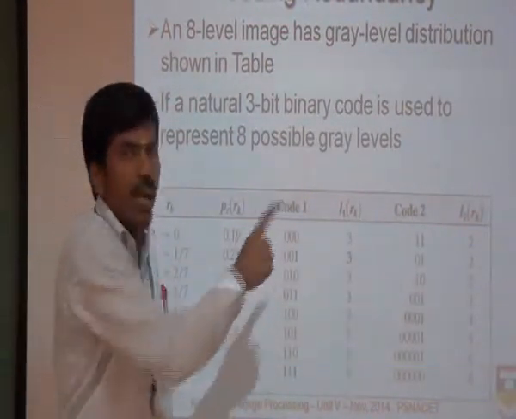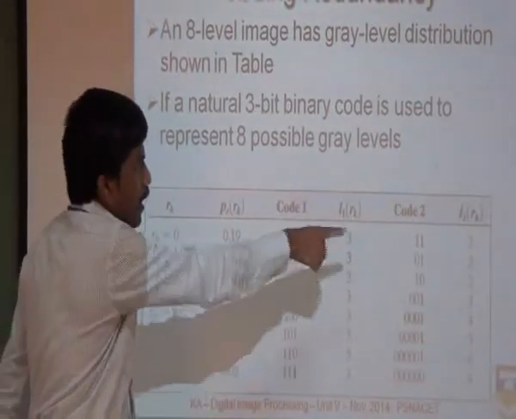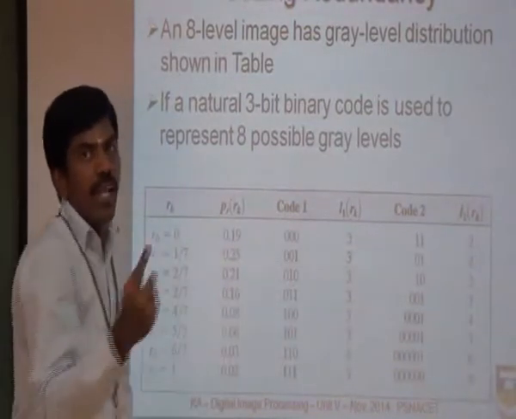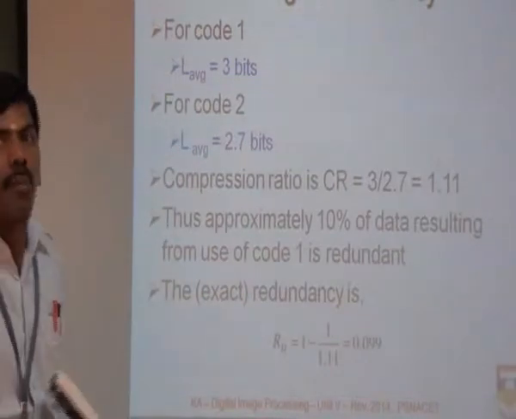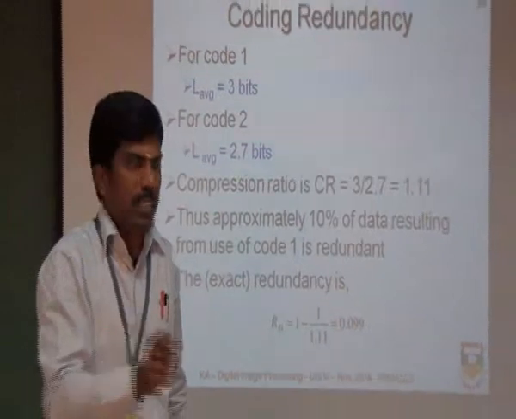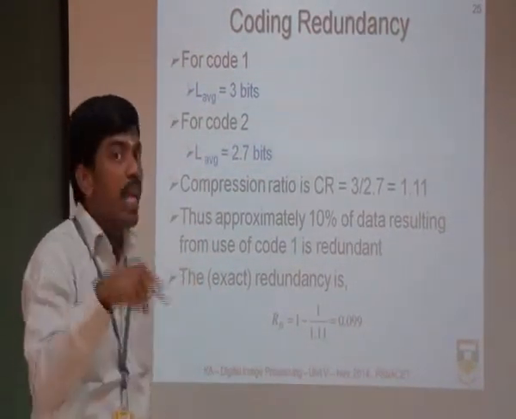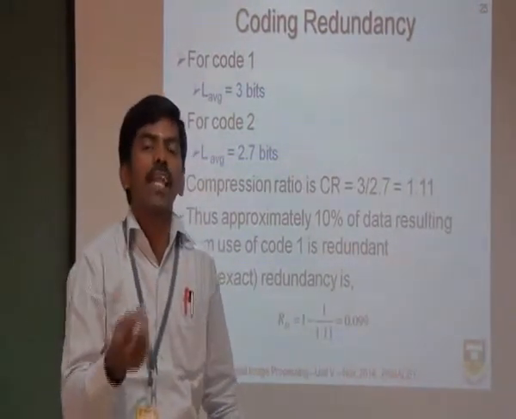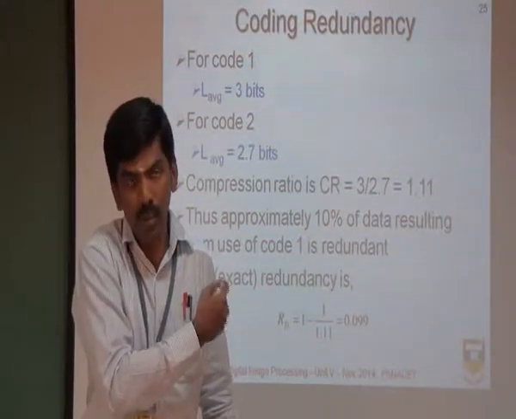For the corresponding code word lengths, what is the L average we need? So 0.19 into 2 plus 0.25 into 2 plus all the terms, summation, finally we get it. Now in the first case, if we take coded form 1, I take 3 bits common for the entire probability, pixel value 3 bits. I can achieve the L average of 3 bits. Second case, if we take variable code length, I can get only L average 2.7. Automatically I can reduce 0.3 bits using the code. That is the code redundancy.